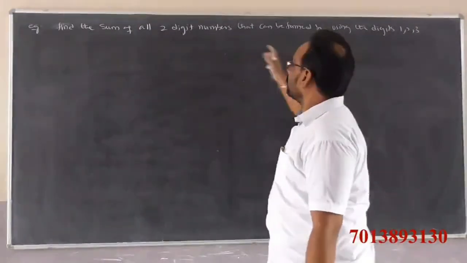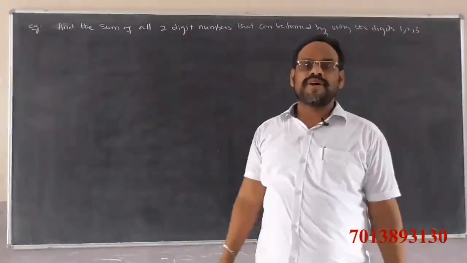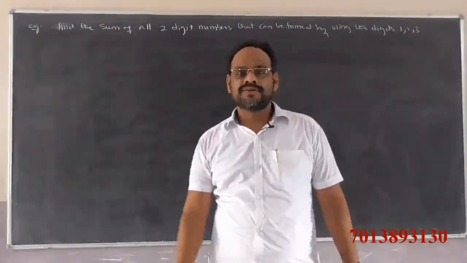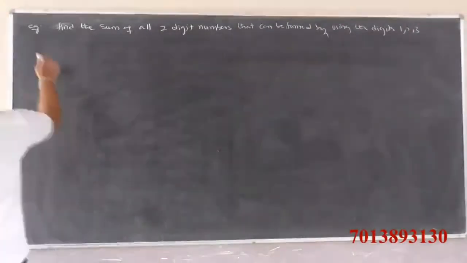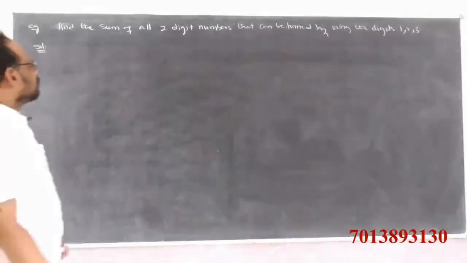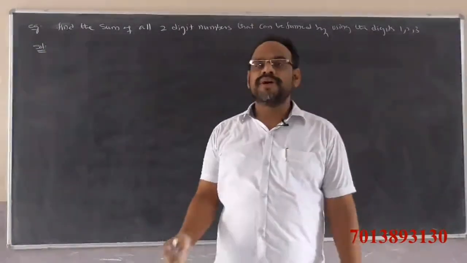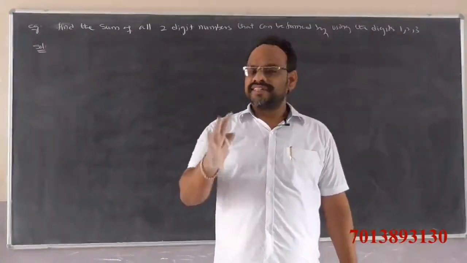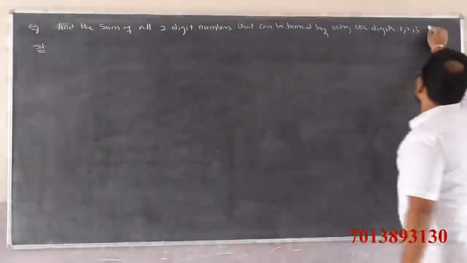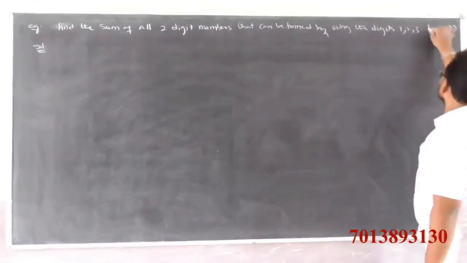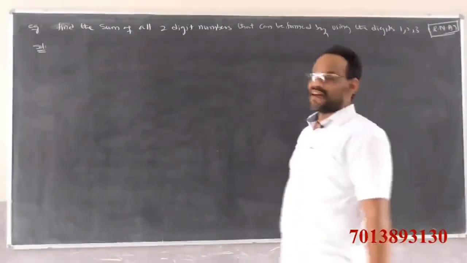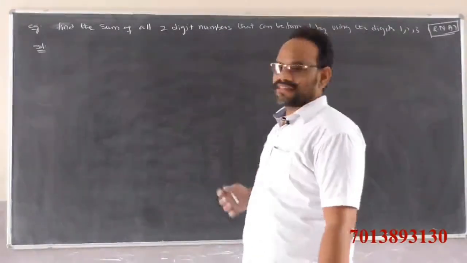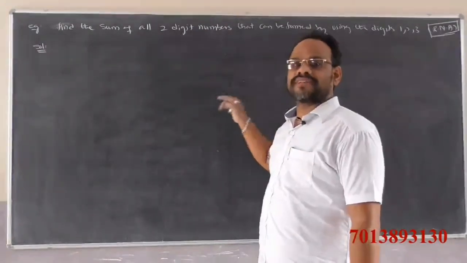Here clearly, we want the sum of all the two-digit numbers that can be formed by using the digits 1, 2, 3. Observe your solution. Clearly, as in the previous topic, repetition is not allowed. But we want the sum of all the two-digit numbers. How to find the sum, observe here. First of all, write the general process. After that, let us discuss one formula.